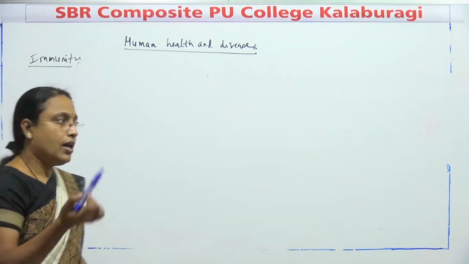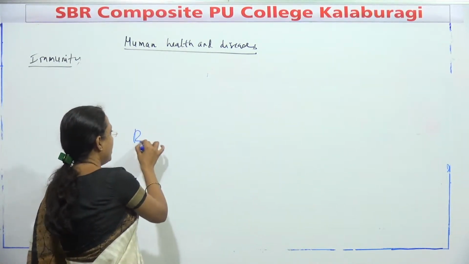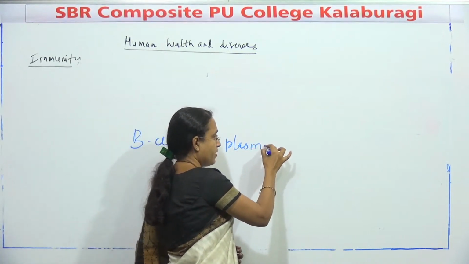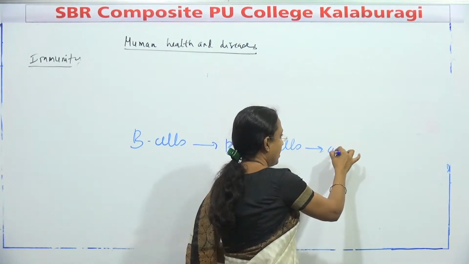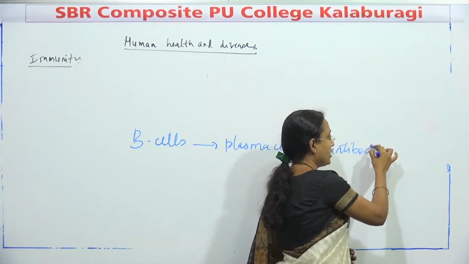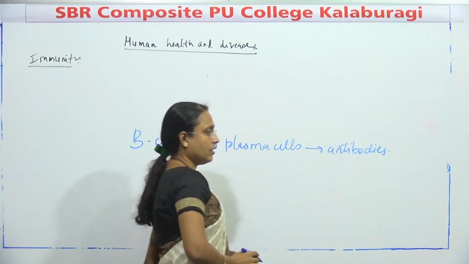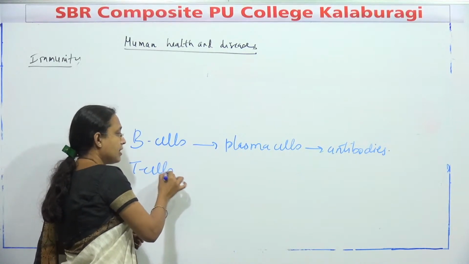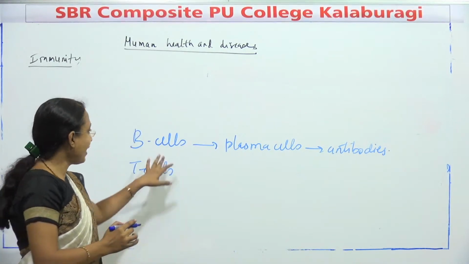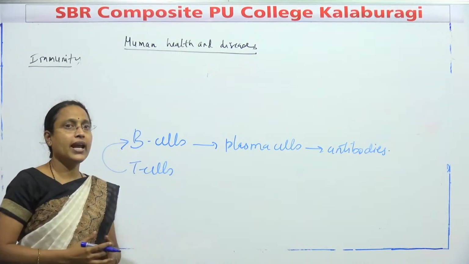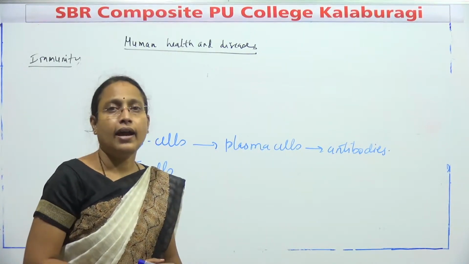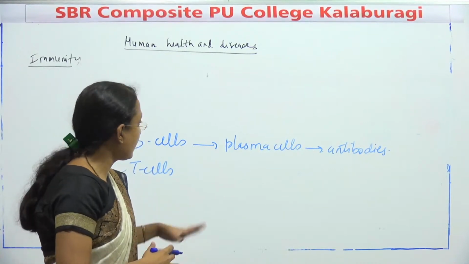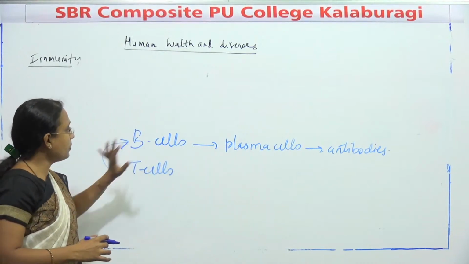Now, as you all know, B cells form and differentiate into plasma cells, and plasma cells form antibodies. Also comes what next? T cells. T cells actually do not produce antibody, but they can help the B cells. They can stimulate the B cells to produce antibody. That is the function. They don't themselves directly secrete antibody, but they can help the B cells.